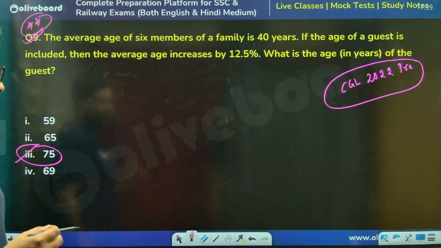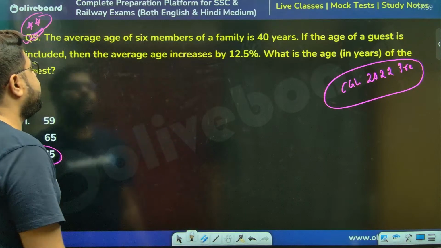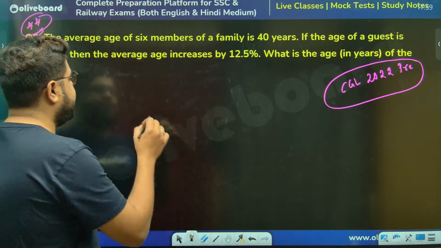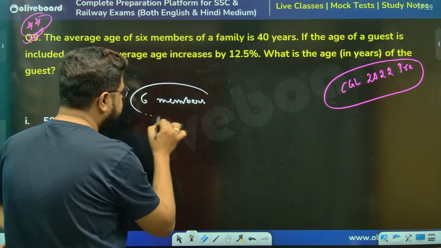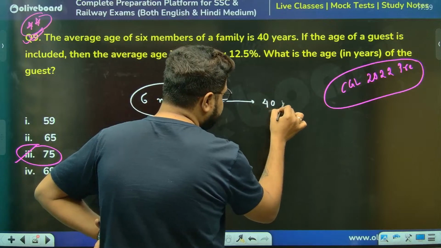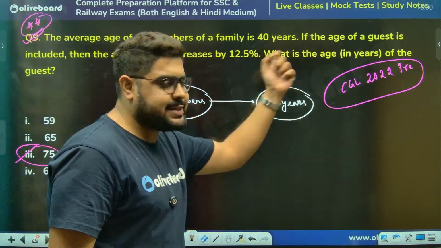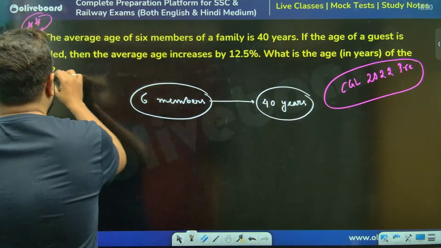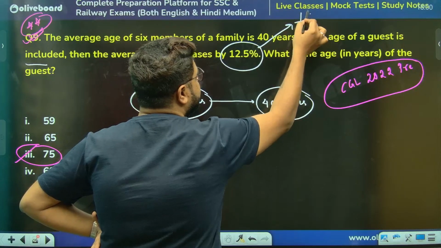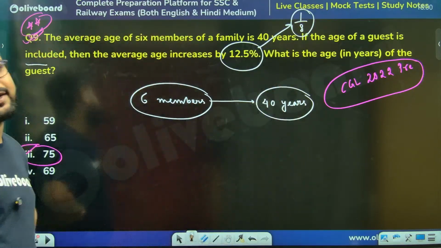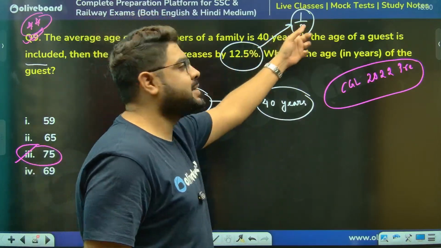Sir, in concept questions, do not remember any formula. Think. The average age of 6 members of a family is 40 years. Understand me? If the age of a guest is included, the average value increases by 1 by 8. If you don't know, this is percentage to fraction. This should be as fluent as your name. 12.5%, they'll say 1 by 8.